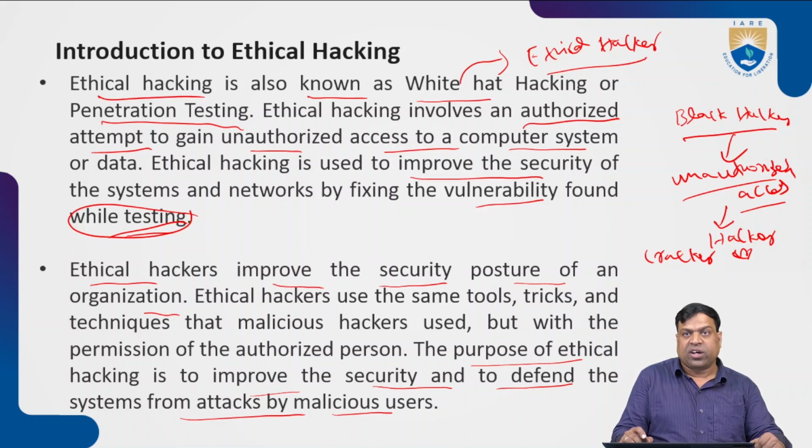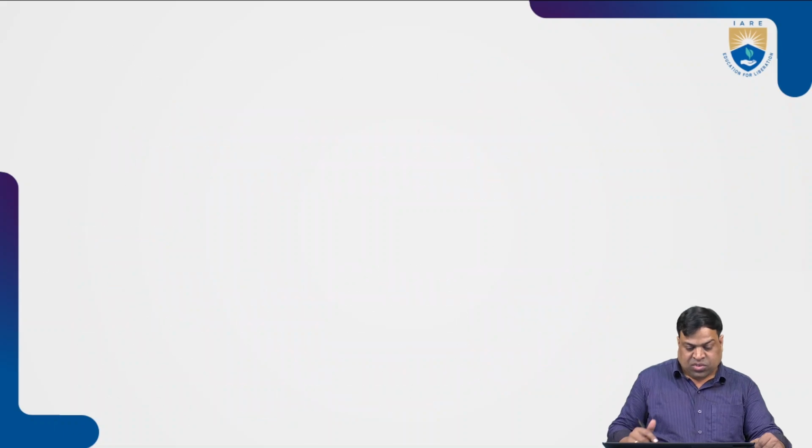So what is the role of an ethical hacker? Who is hacking the organization? They have to find out who the hacker is, who the cracker is that entered the organization with unauthorized access, but they need to use some tools to find the unauthorized access or hacker. With the permission of the organization only, they run or test the website or the organization's app like this. The purpose is to improve the security and to defend the system from attacks by malicious users.